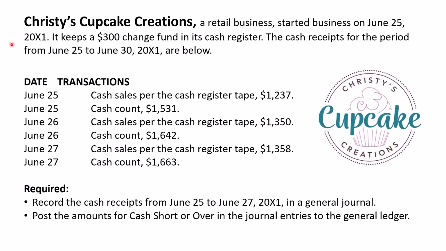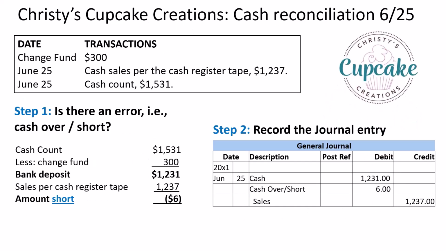So let's look at the first transaction. The cash sales for the day per the cash register tape were $1,237. And the cashier counted $1,531 in the register at the end of the day. Our goal is to figure out whether the cashier has the correct amount of money for the day. We start with the information that we have. The change fund is $300.